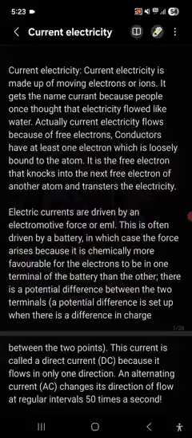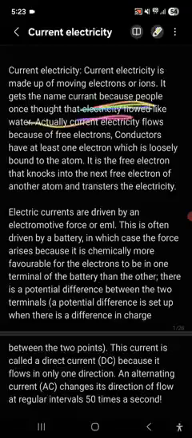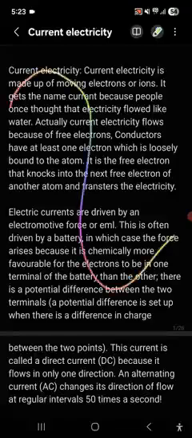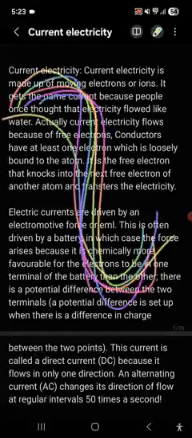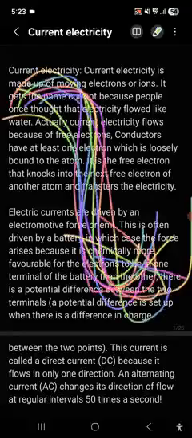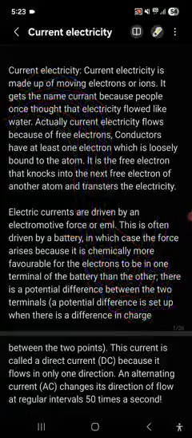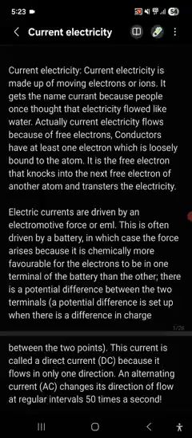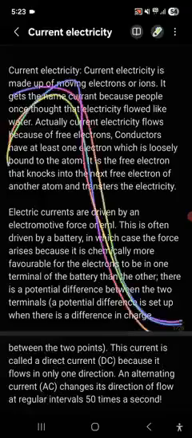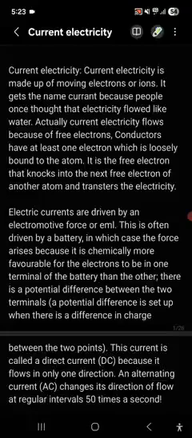it gets its name current because people once thought that electricity flowed like water. You know how water falls, right? Water flows like this. People thought electricity flowed like water. That's why they named it current, like how a current works.